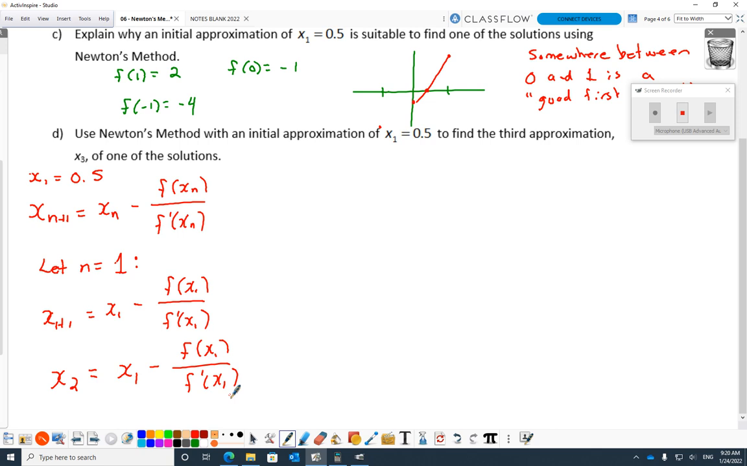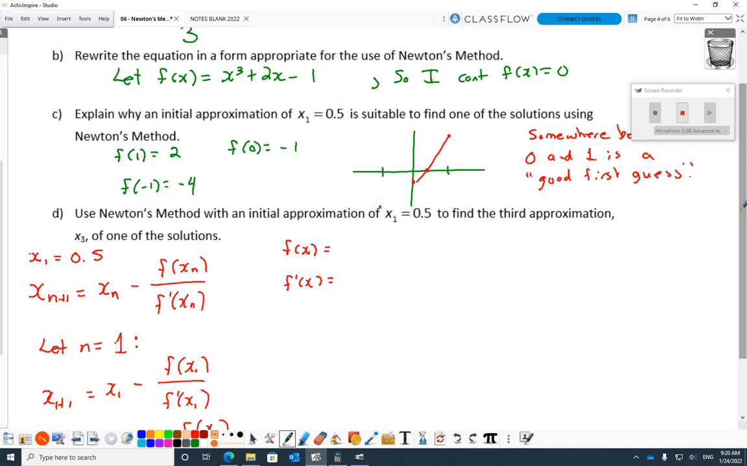Now, why is that formula what it is? Well, maybe we have to see a little bit more to see why it's like that. So I need 2 things. I need f at x, and I need f prime at x. F at x is x cubed plus 2x minus 1. And f prime at x is 3x squared plus 2.